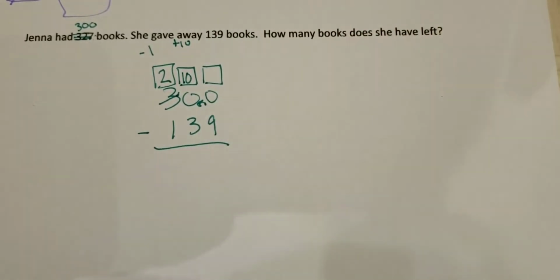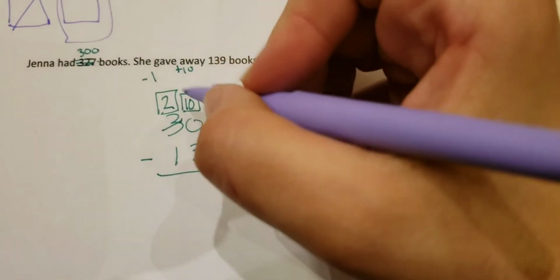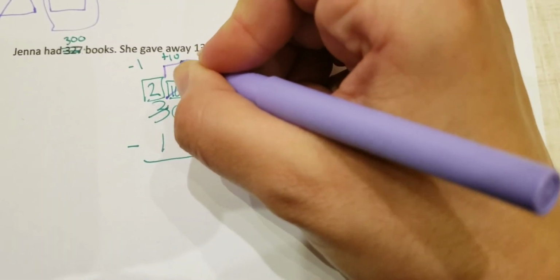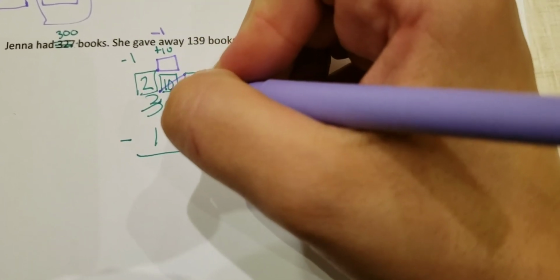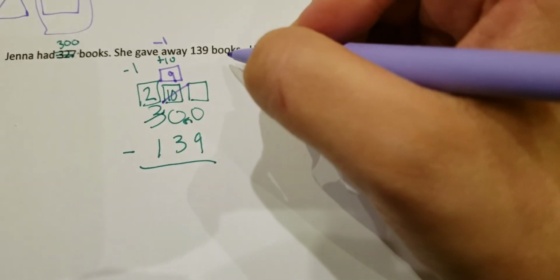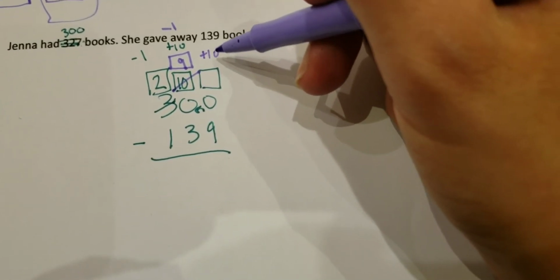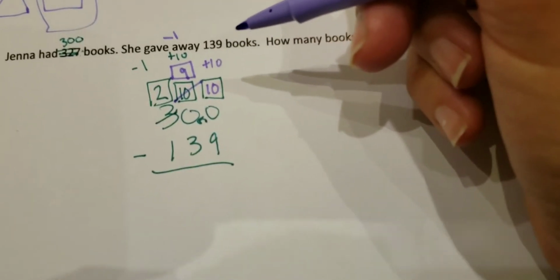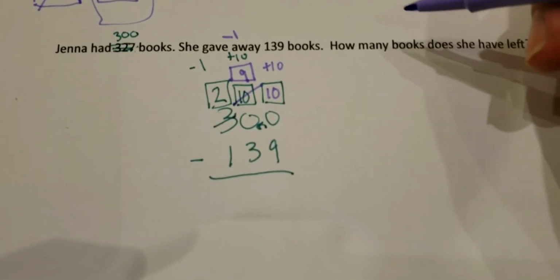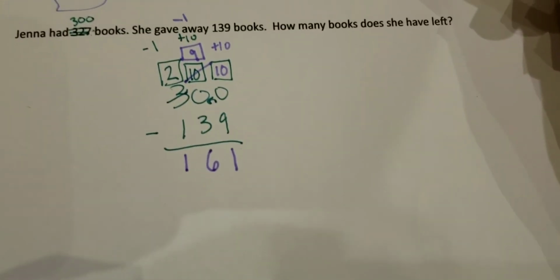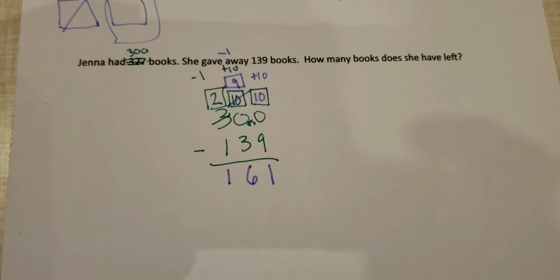But I need to take care of this ones place value, which means I need to regroup again. Taking away 1 from the tens place, 10 minus 1 is 9. And I add 10 to the ones place value. 10 plus 0 is 10. Now I can do the subtraction. I know that 10 minus 9 is 1. 9 minus 3 is 6. And 2 minus 1 is 1. That's using mental math.